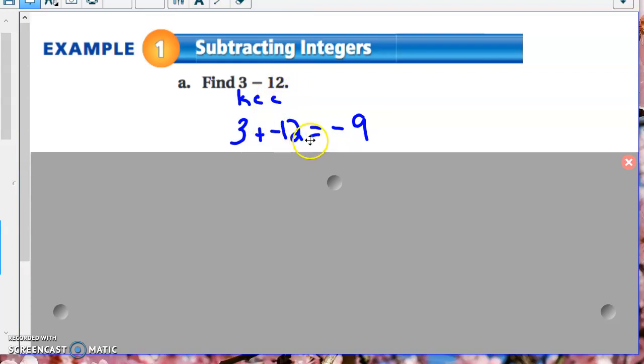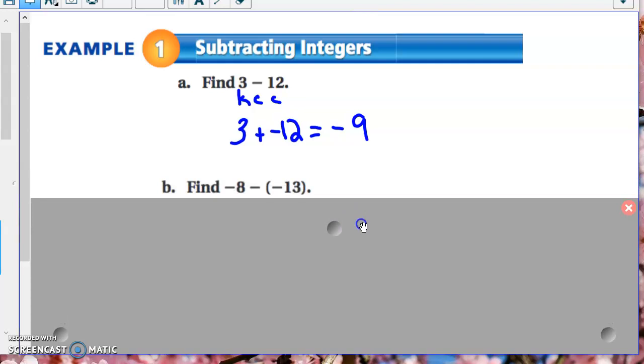Then I follow my adding integer rules. These have different signs, so I have to subtract. 12 minus 3 is 9, and this one's more negative, so I keep the negative. The answer would be negative 9. Now I know that this seems tricky, but as you keep practicing, you'll get better and better at it.